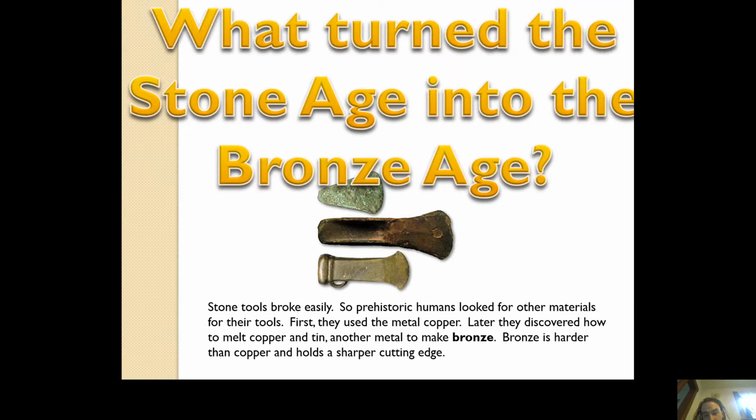Copper is the first metal people discovered. You mix copper and tin to make bronze. So the Bronze Age started as the Copper Age, but there's really no use in differentiating between those two because it doesn't do us any good. Later, they discovered how to melt copper and tin. So first off, they just used copper.